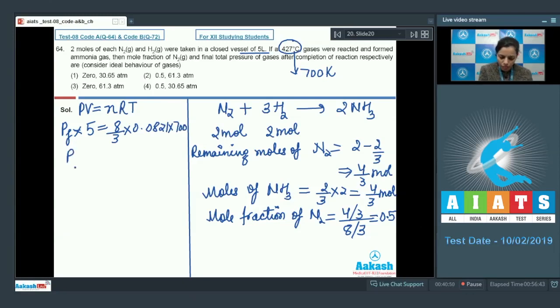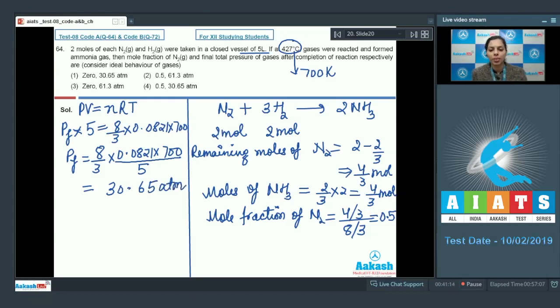And if you find out the final pressure, that would be equal to 8 by 3 into 0.0821 into 700 divided by 5. And on solving, this value comes out to be 30.65 atmosphere. It means both the values we have, one is 30.65 atmosphere, other is 0.5, that's the mole fraction. And on the basis of this, option 4 that we have here is the correct one.